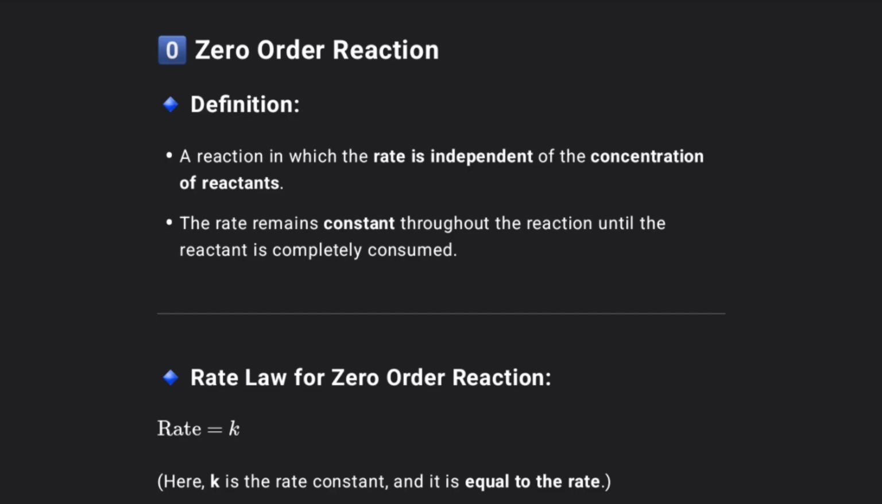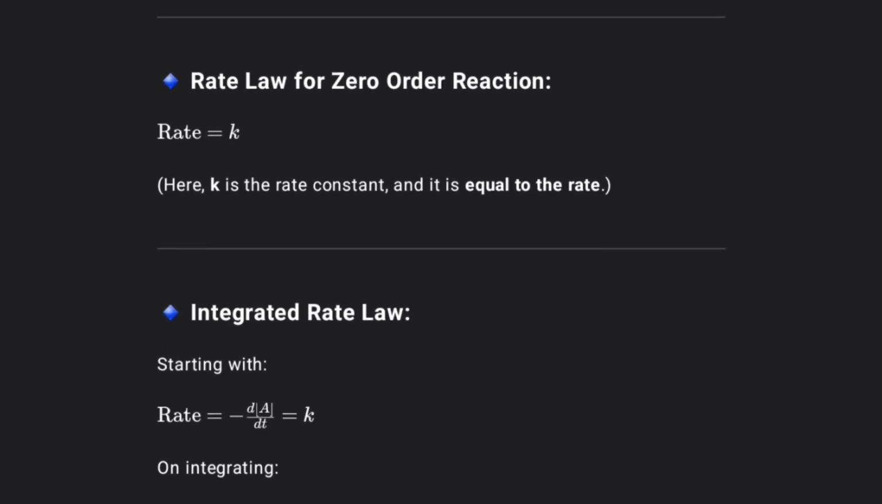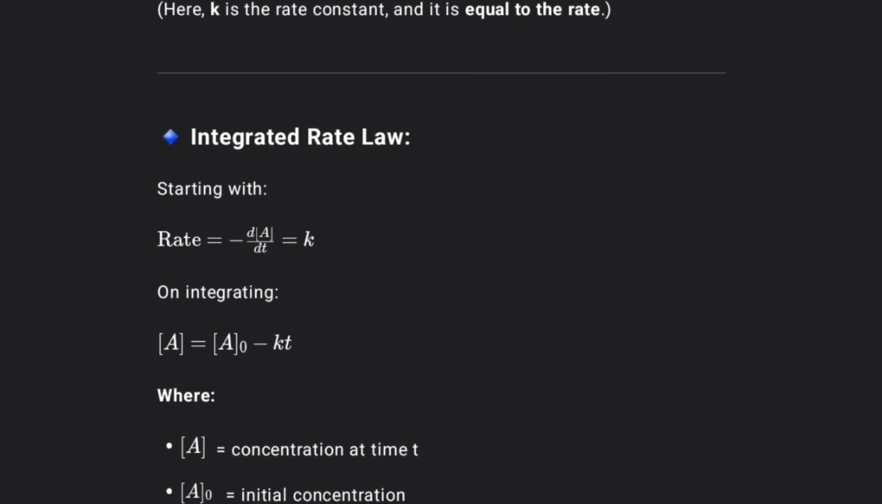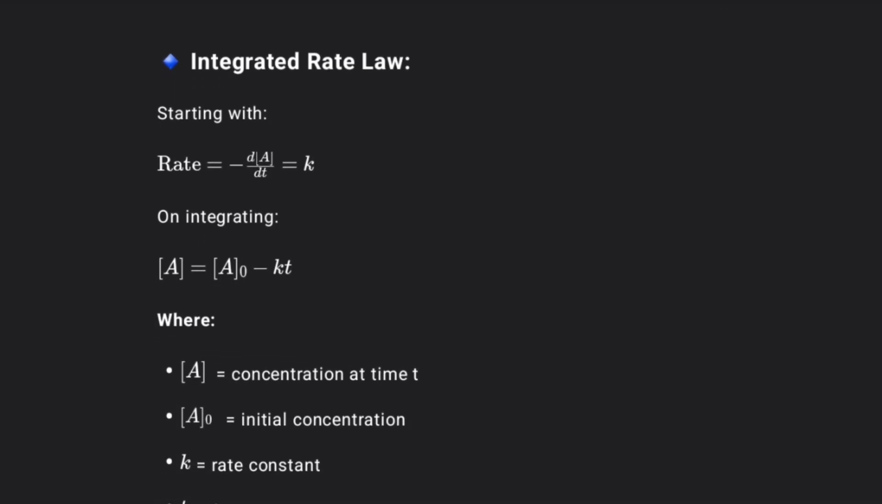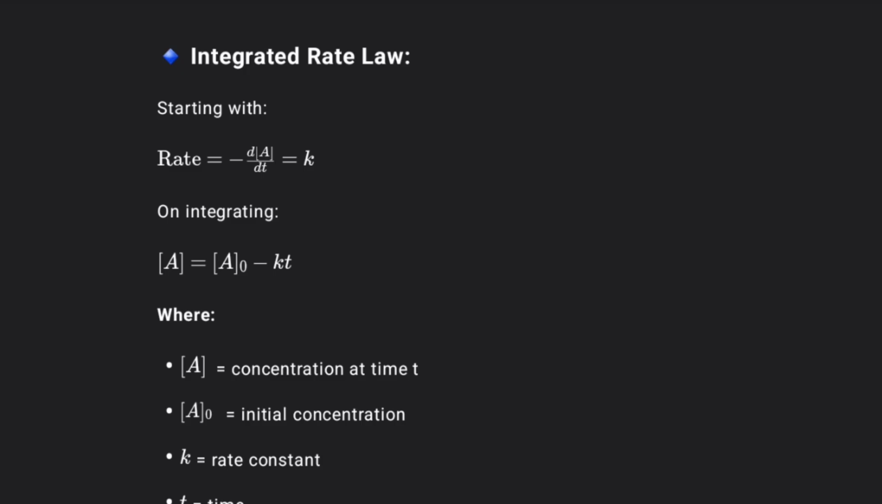Integrated rate law, starting with rate = -d[A]/dt = k. On integrating, [A] = [A]0 - kt, where [A] is the concentration at time t, [A]0 is the initial concentration, k is the rate constant, and t is time.